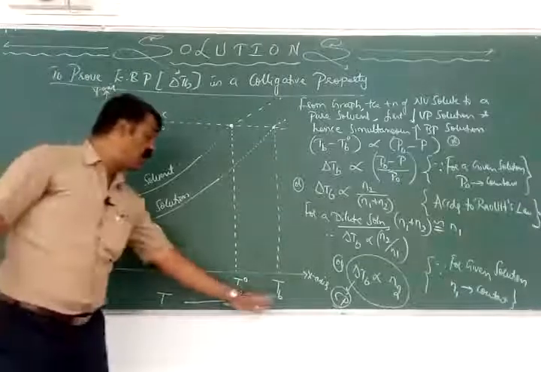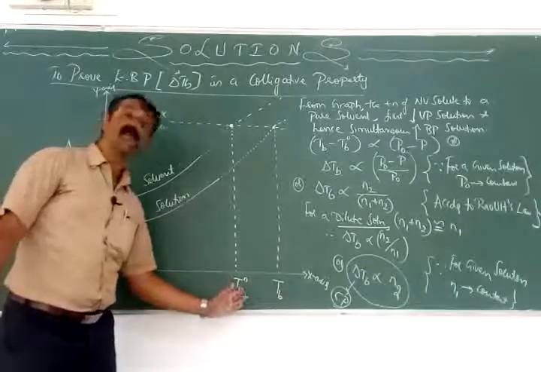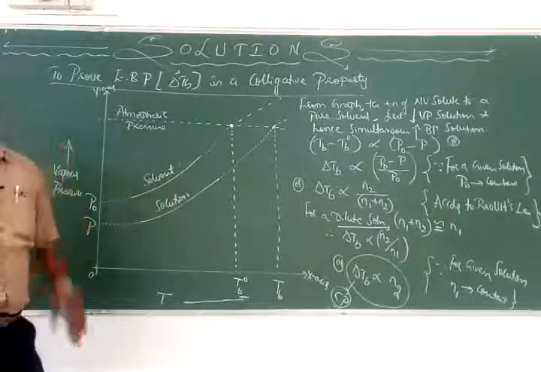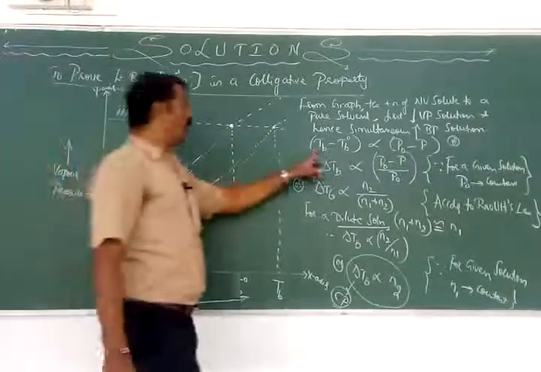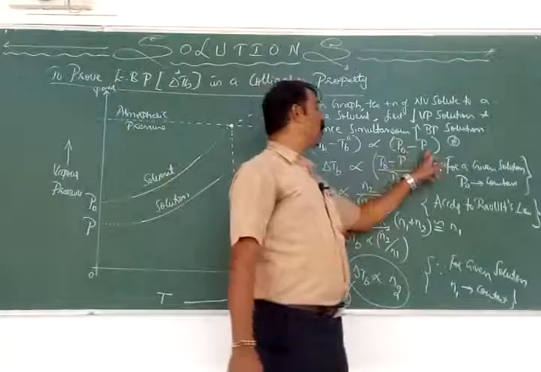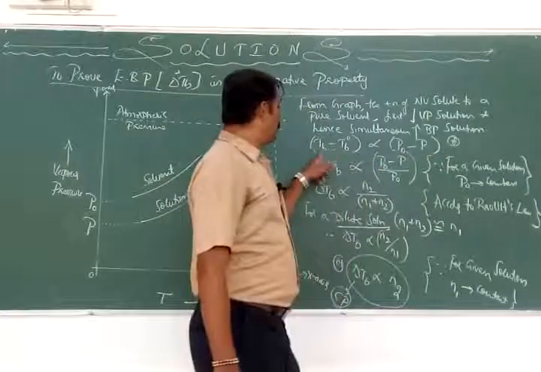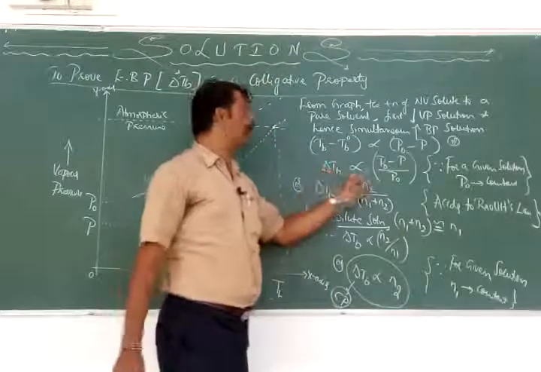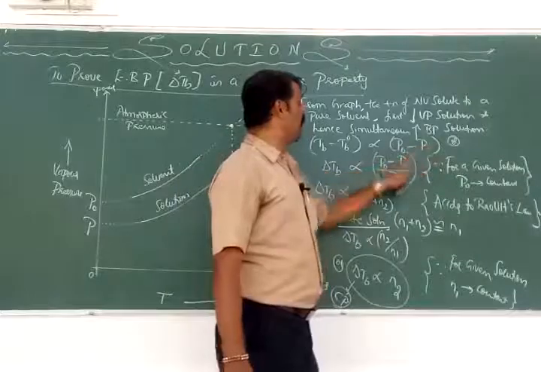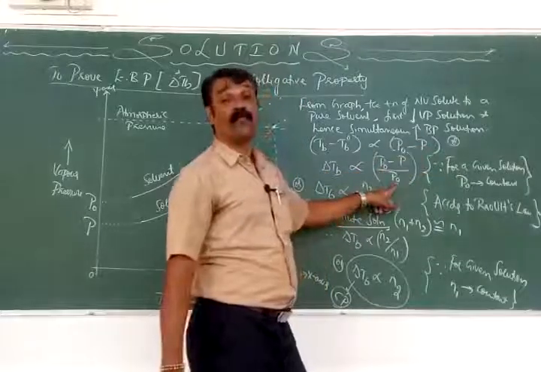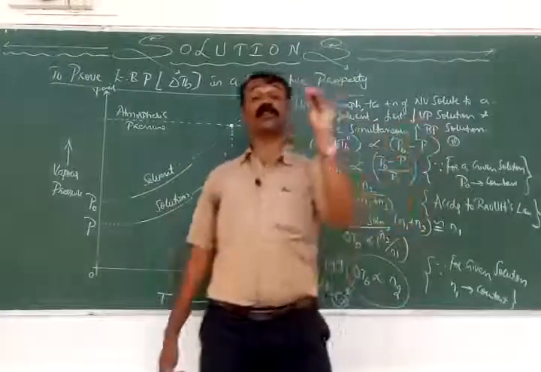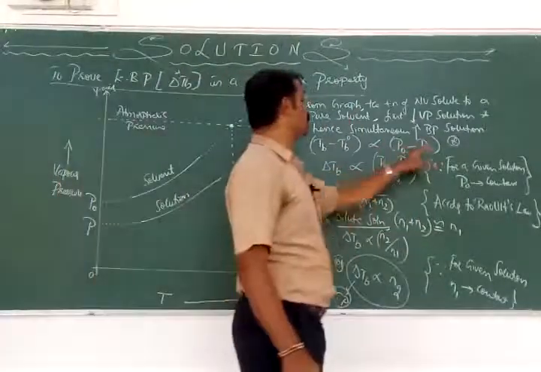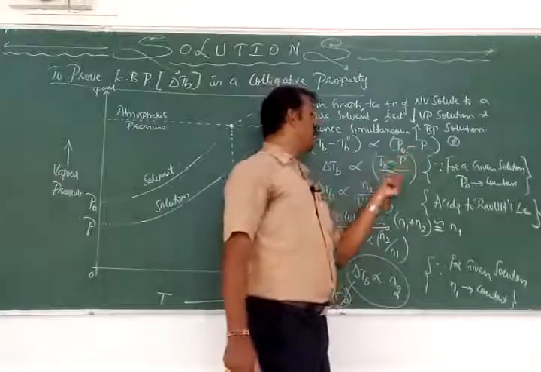TB minus TB0 is called the elevation in boiling point. It is proportional to P0 minus P. What is P0 minus P? Lowering of vapor pressure. So TB minus TB0, the elevation in boiling point given by the symbol delta TB, is proportional to P0 minus P divided by P0. I have put P0 in addition because, with respect to the given solution, P0 is always going to be constant. Therefore, instead of P0 minus P, I have written P0 minus P divided by P0.